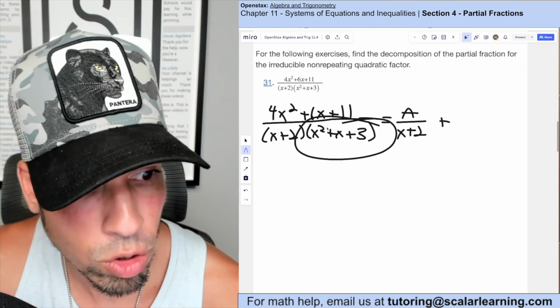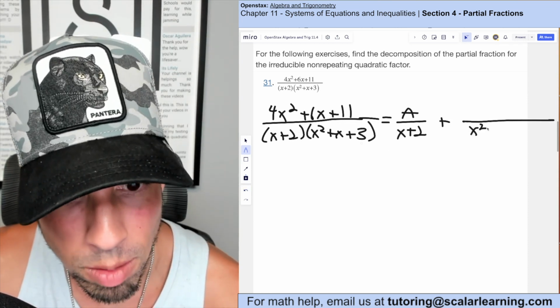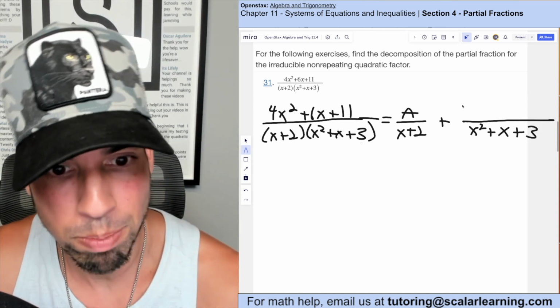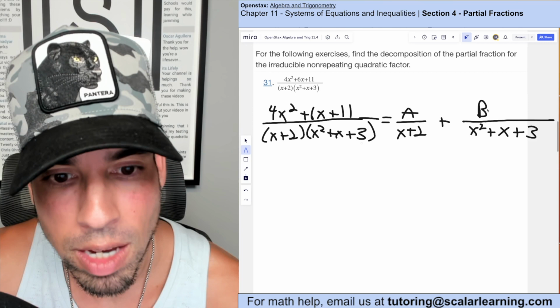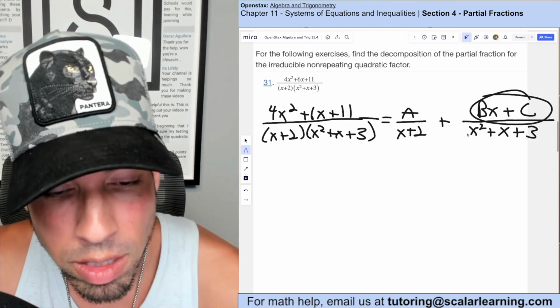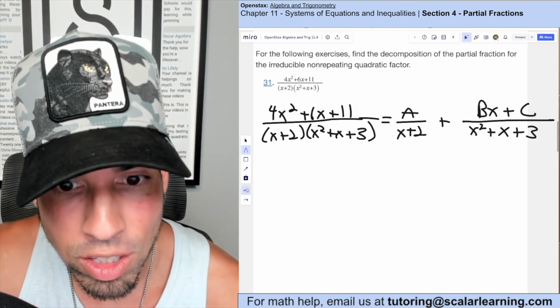And then for this quadratic, it's basically similar, but a little bit different. And I'm going to show you what you do. Instead of just a typical b or something, it's bx plus c. Now, think about this, right? This is a quadratic. This is 1 degree less, which is a linear. So that's the idea.